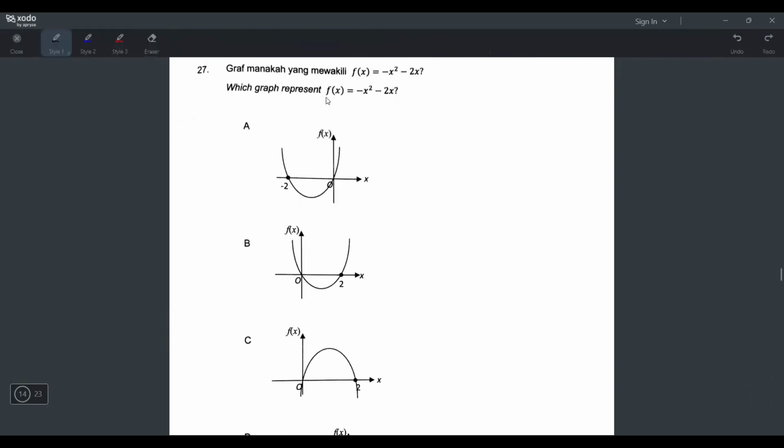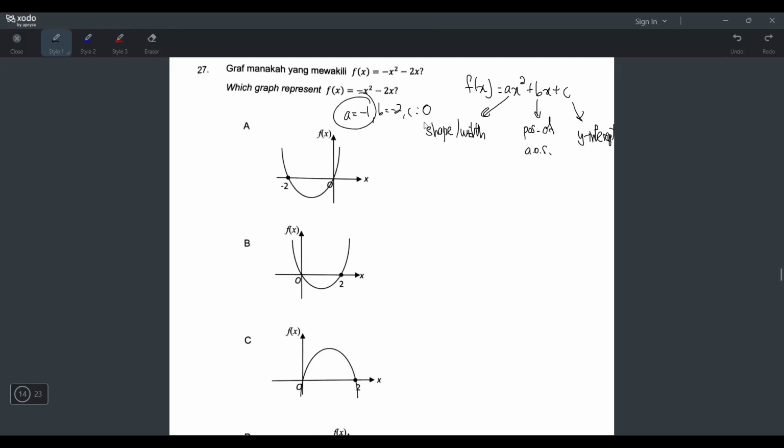Okay, 27. Which graph represents f(x) = -x² - 2x? For this type of question, you take out the a, b, c, right? Because when they give you ax² + bx + c, a, b and c will tell you something. The a will determine the shape and the width of the curve. Then b will determine the position of the axis of symmetry. And c will determine the y-intercept, right? So if you look at a, b, c, you can know the answer. So a is -1, b is -2, c is 0, right?